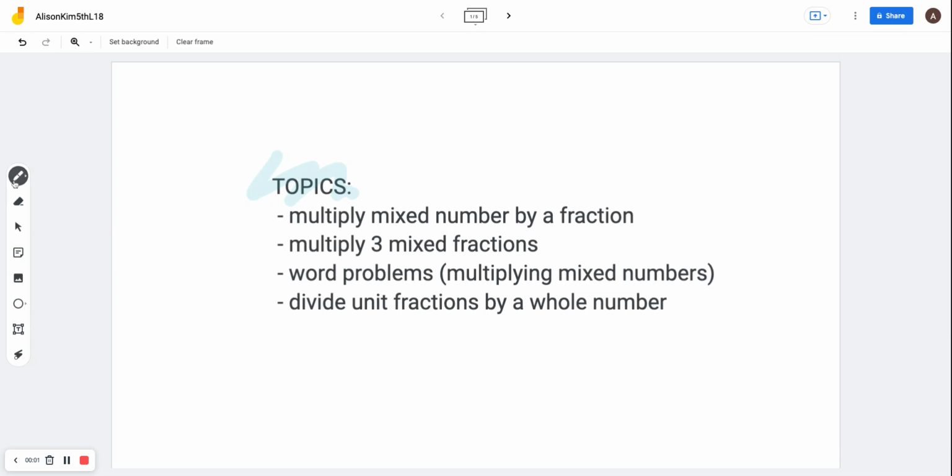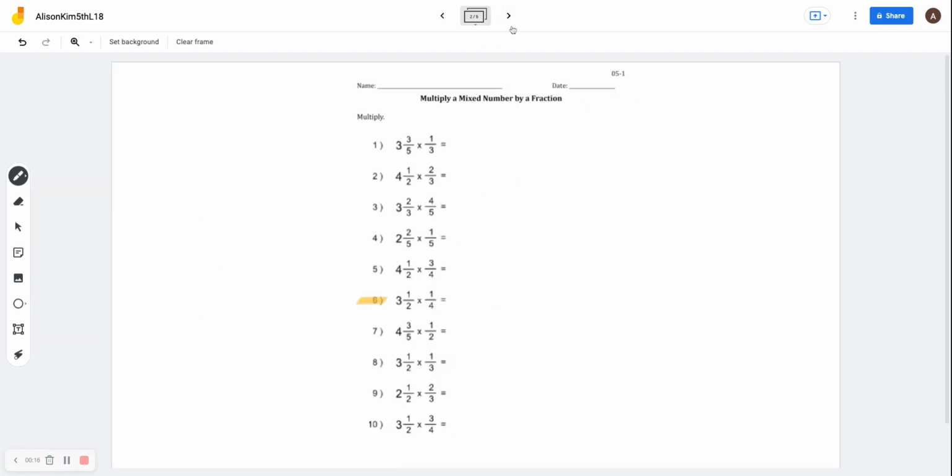Hi, fifth graders. Today's topics: we're going to multiply mixed numbers by fractions, and then we're going to start multiplying three mixed fractions, and then we're going to do word problems consisting of multiplying mixed fractions, and then we're going to divide unit fractions by a whole number. We're going to get started with multiplying mixed fractions by fractions.